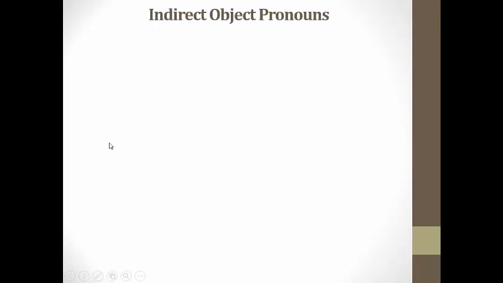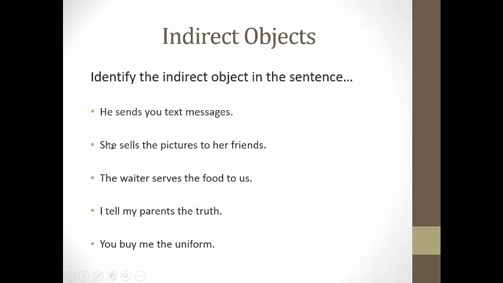Okay, I'll do number 2 in detail as well. She sells the pictures to her friends. Okay, she is the subject. Sells is the verb. What does she sell? Pictures. So pictures is the direct object. And to her friends is the indirect object.